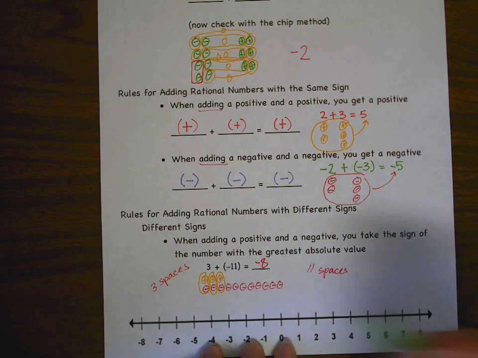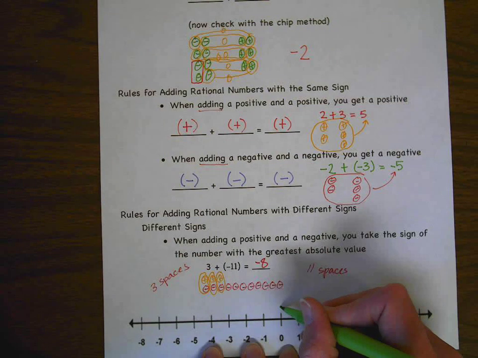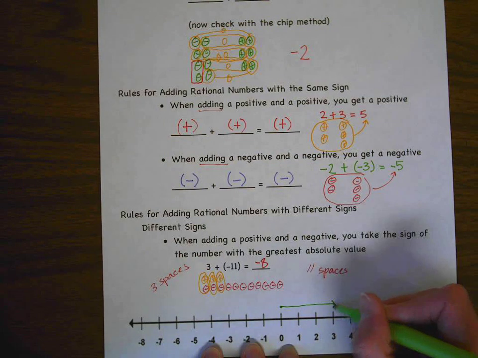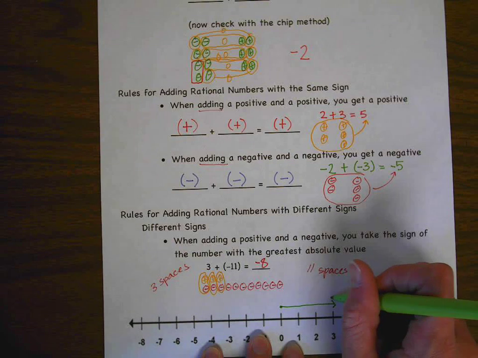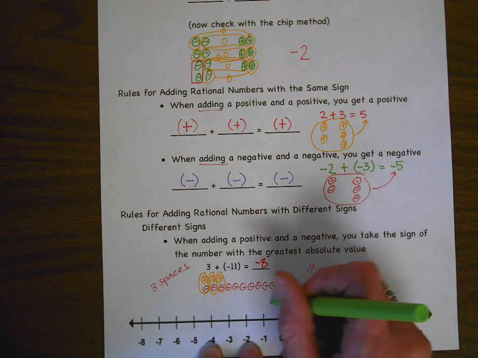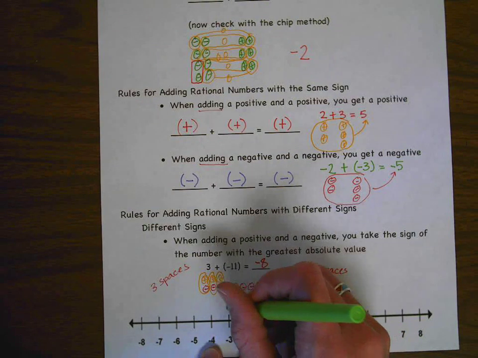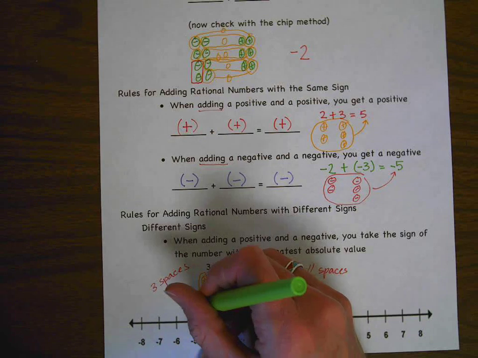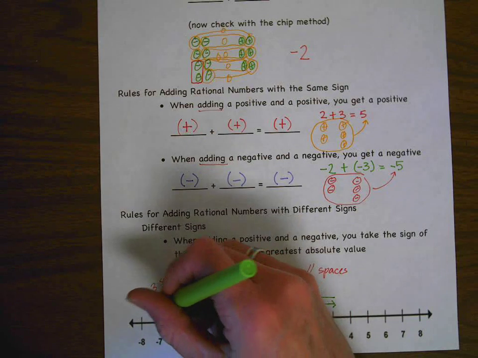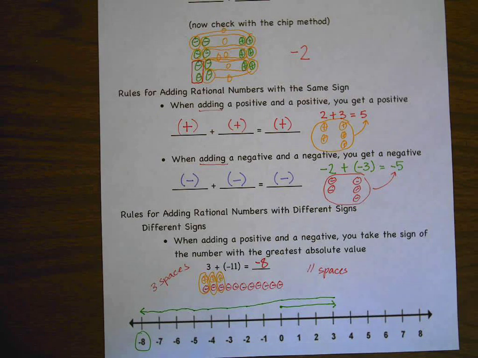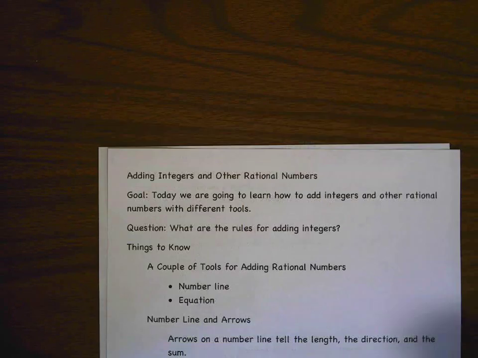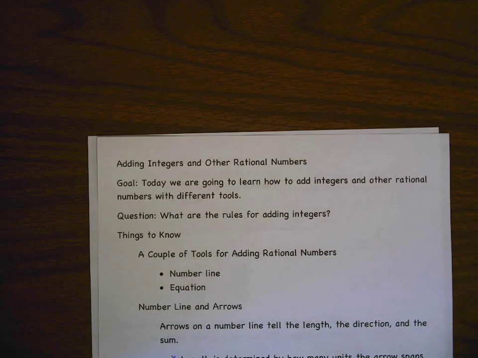You're probably wondering why I have the number line down there. Just another visual representation. We always start at 0. We go to 3. Then we're supposed to add on 11 negatives. So 1, 2, 3, 4, 5, 6, 7, 8, 9, 10, 11. And our answer is negative 8. Okay? So I've shown you many ways to add integers and other rational numbers.